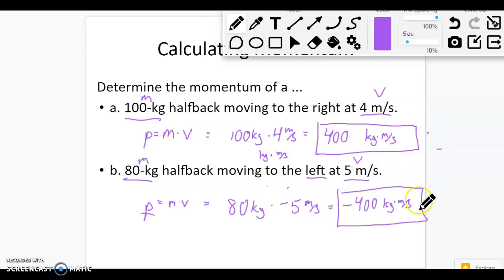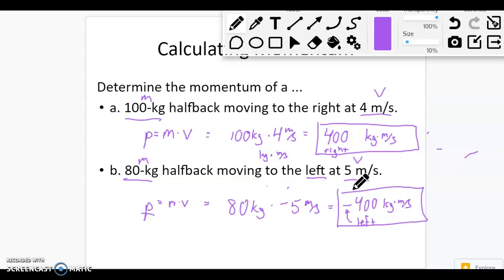When you compare these two people and how much momentum they have, yes, they have different masses, they're going at different speeds, but we would say they have the same momentum. When we say this one's negative, it doesn't mean that they actually have less momentum, it just means a direction. This person has 400 units of momentum going to the right. This person has 400 units of momentum going to the left. But instead of saying left, we just say negative. And that's what you need to know.